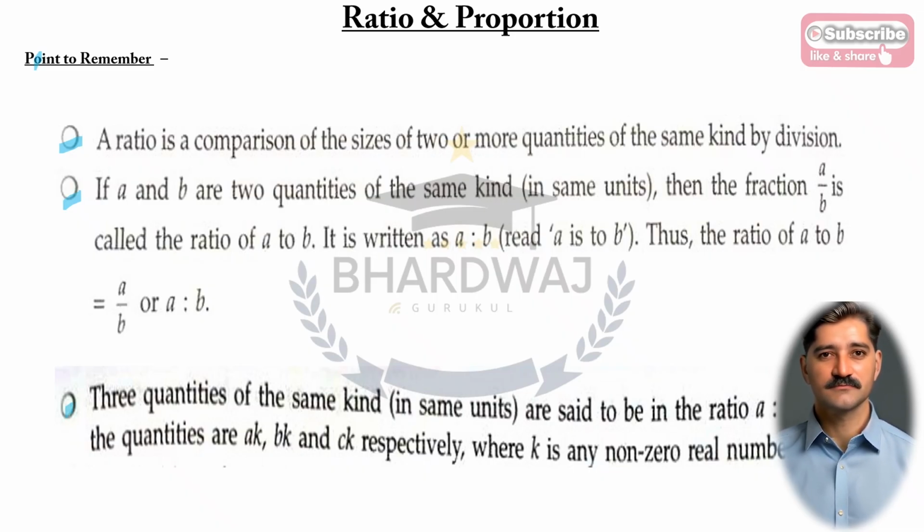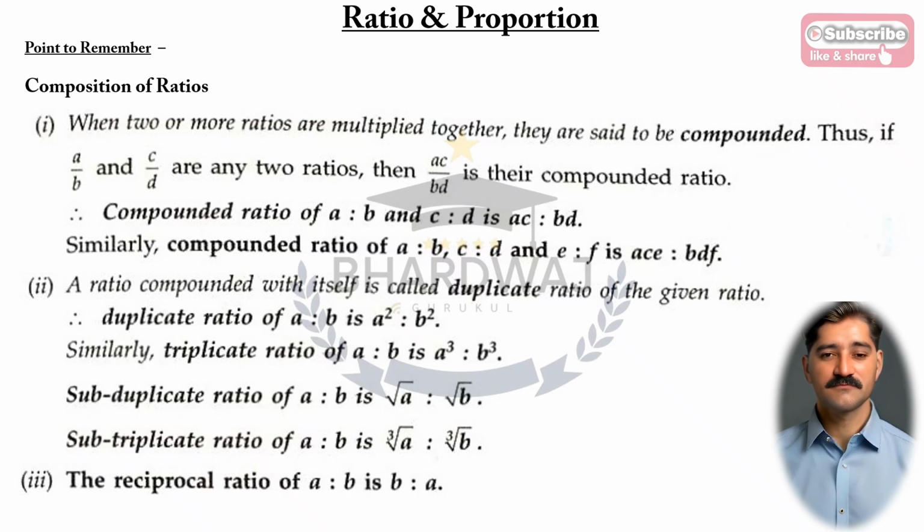Composition of ratios. 1. When two or more ratios are multiplied together, they are said to be compounded. Thus, if A upon B and C upon D are any two ratios, then AC upon BD is their compounded ratio. Therefore, the compounded ratio of A is to B and C is to D is AC is to BD. Similarly, the compounded ratio of A is to B, C is to D and E is to F is ACE is to BDF. 2. A ratio compounded with itself is called the duplicate ratio of the given ratio.